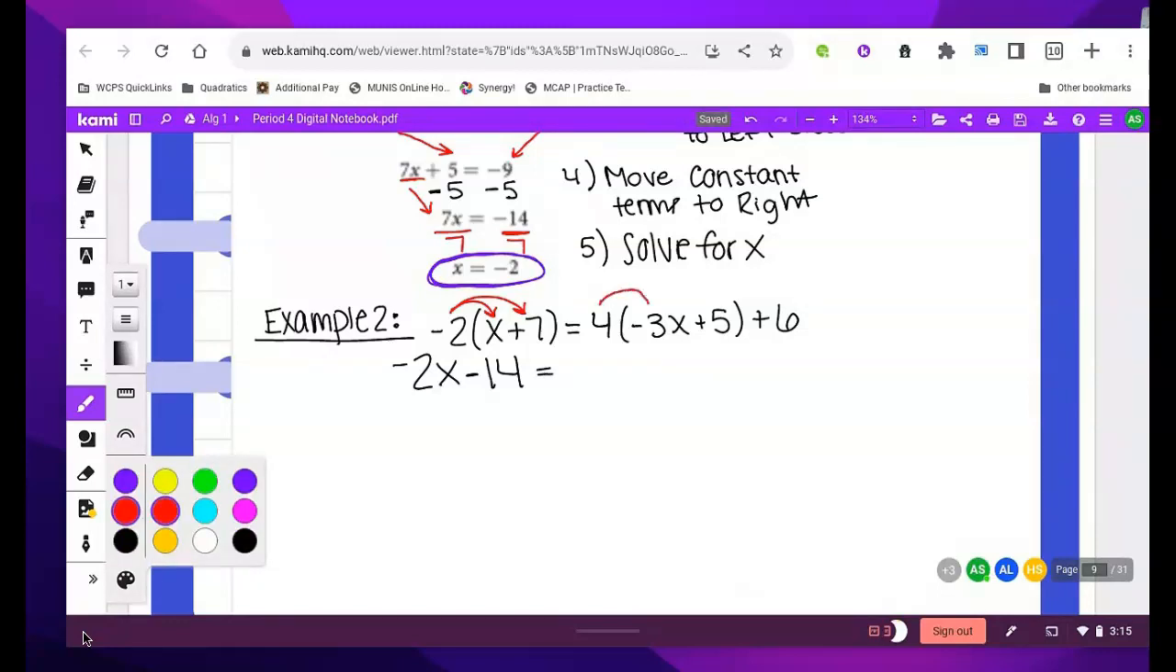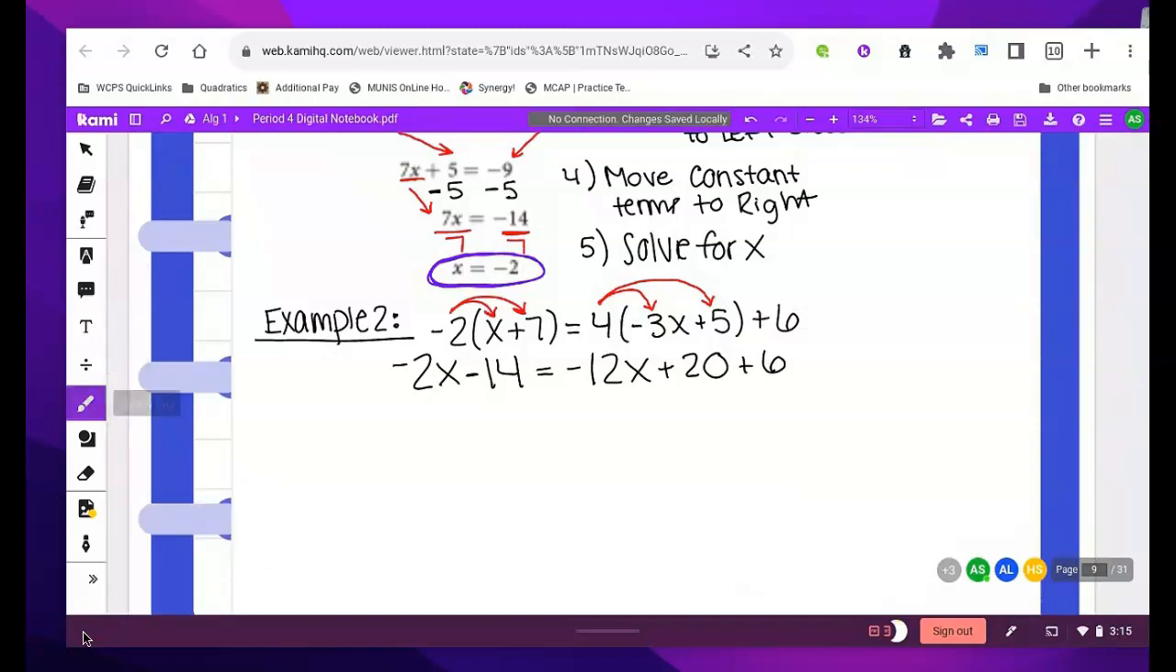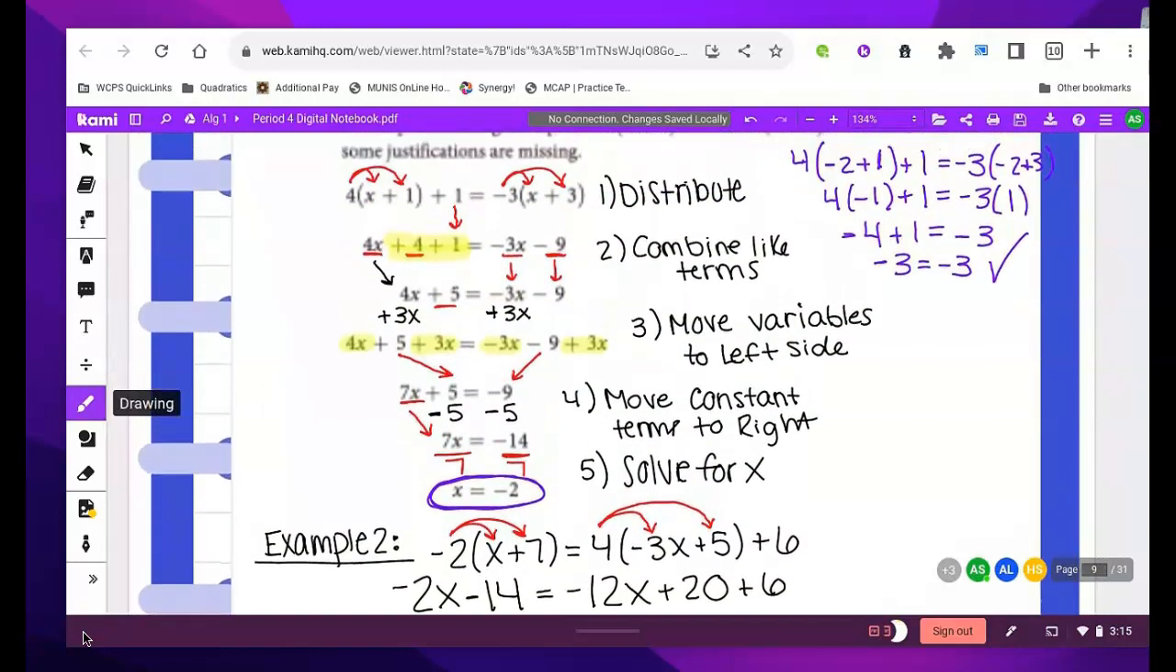We have another number on the outside of the parentheses that we need to distribute to each term on the inside of the parentheses. So we're going to start by doing 4 times negative 3x, which gives us negative 12x. And then 4 times 5, which gives me a positive 20. And then bring down my plus 6 because I didn't do anything with it. Okay, that was step 1.